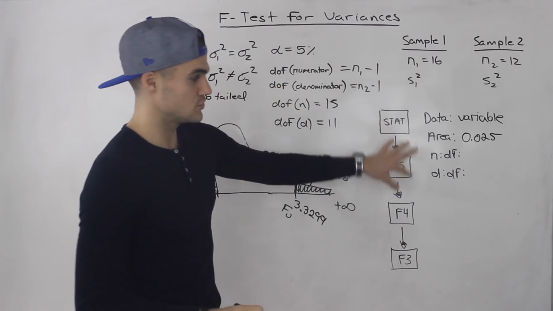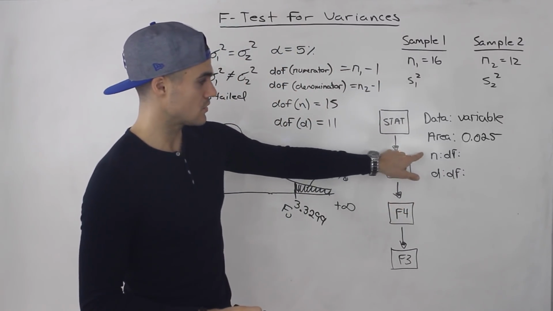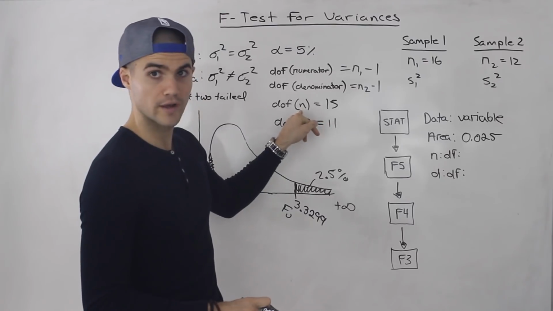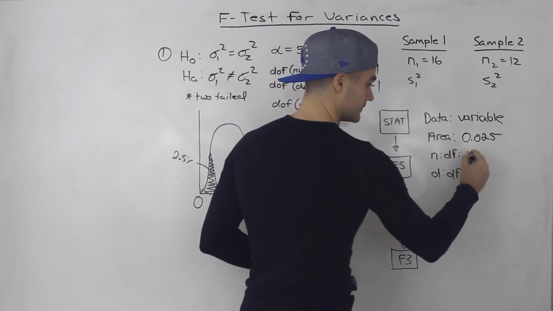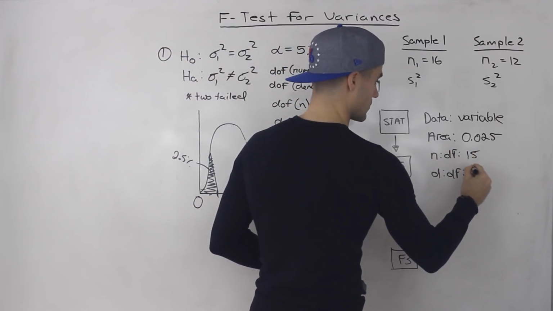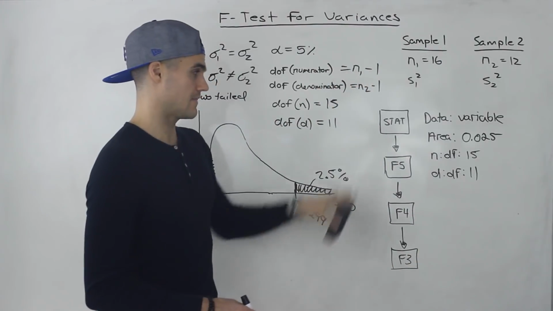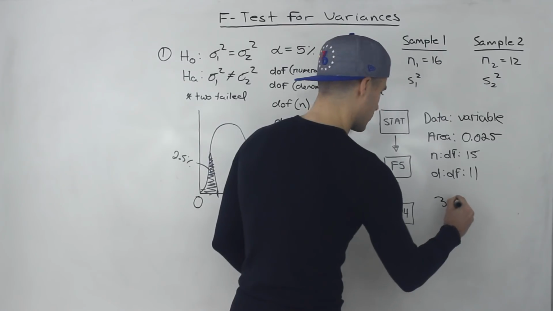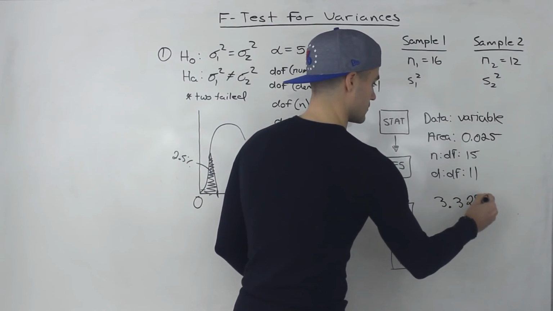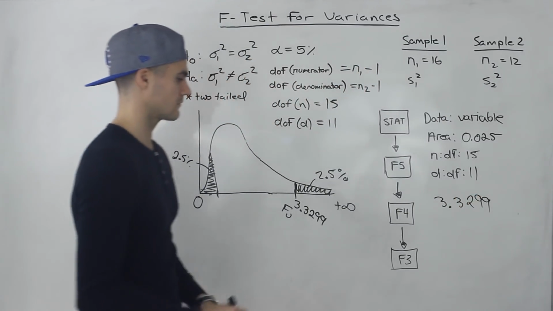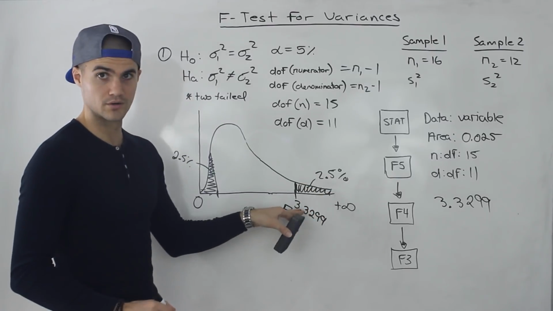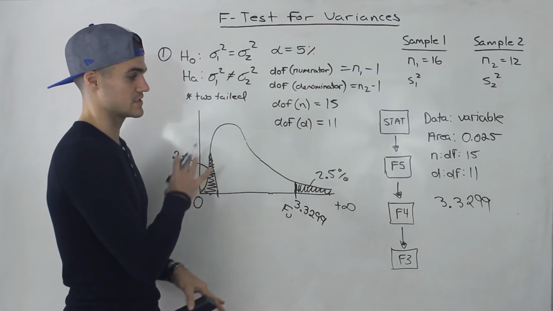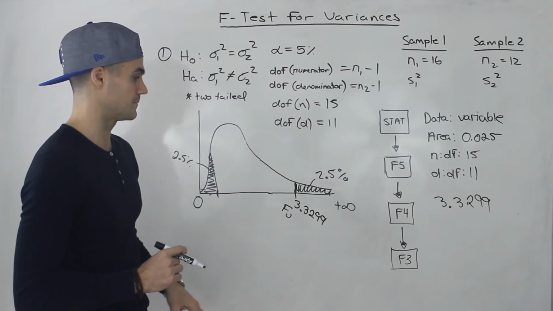And then notice we have 2 degrees of freedom inputs. So with the n here, that's going to be for the numerator. So that's going to be 15. And then this is going to be for 11. And then when you execute that, you should get that same value of 3.3299. Right? So that's how you get that upper critical value, whether through the table or through the calculator.